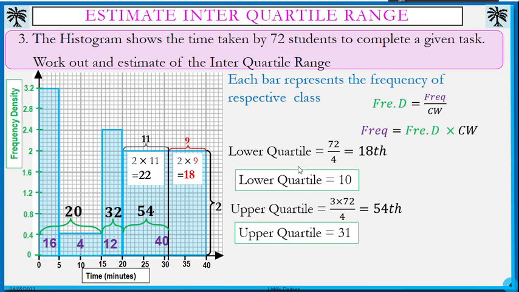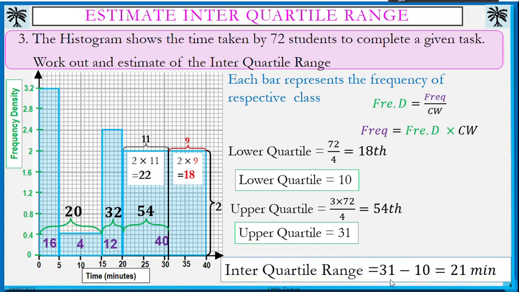Now the interquartile range is upper quartile minus lower quartile. And that's 31 minus 10, and that will give us 21 minutes. So that is how we estimate the interquartile range from a histogram.